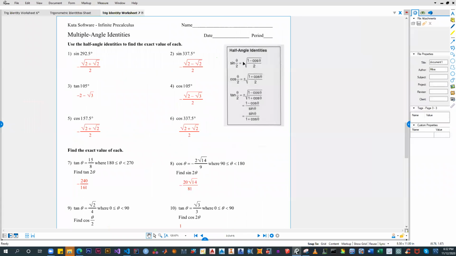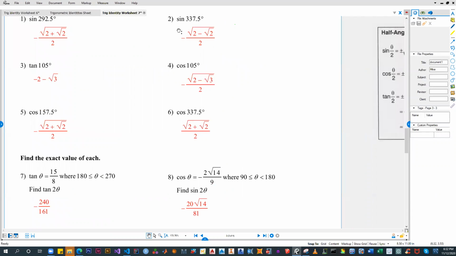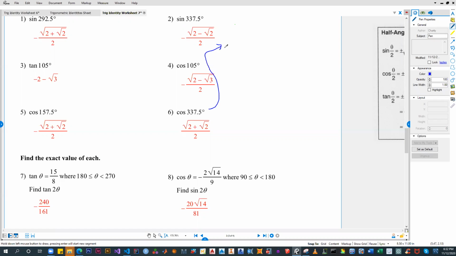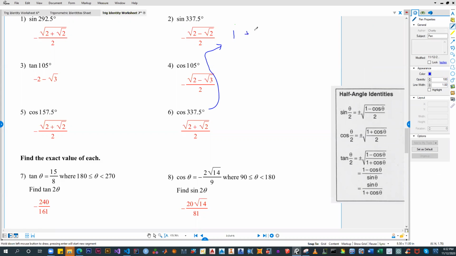And let's do this one. Okay, let's look at this. So 337.5 times 2, 675. So square root of 1 plus cosine of 675 over 2. Okay, so change that to the common angle that you know.